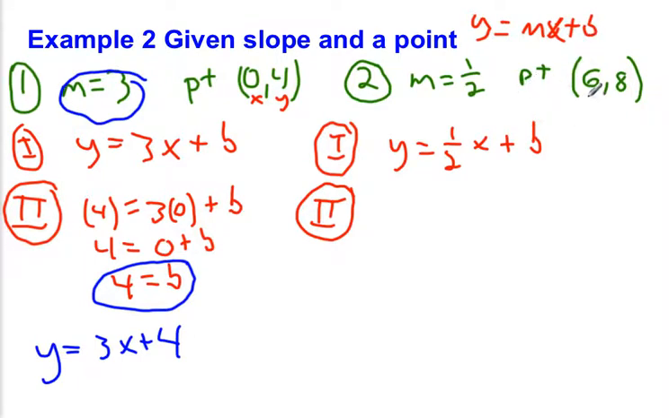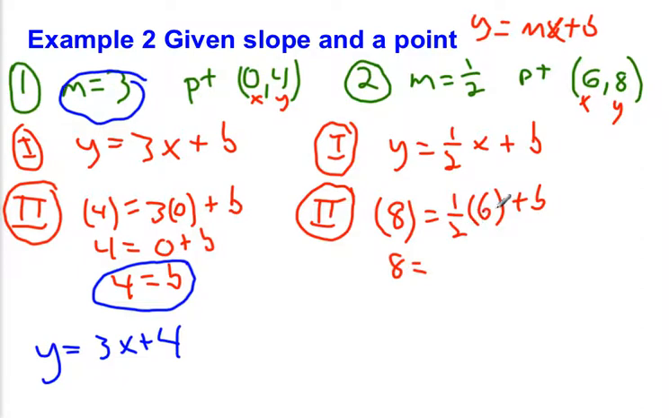So we'll take our point, which is an ordered pair of x and y values, 6 and 8, and we'll substitute in y. Y is 8. So 8 equals 1/2 times 6, because x is 6, plus b. And now we can find our values. So this will be 8 equals, and 1/2 times 6, that's really 6 divided by 2, so that is 3 plus b. So 8 equals 3 plus b.